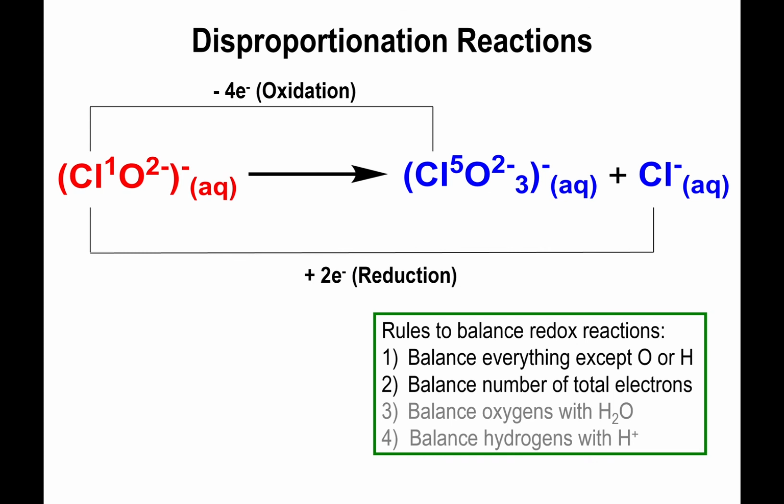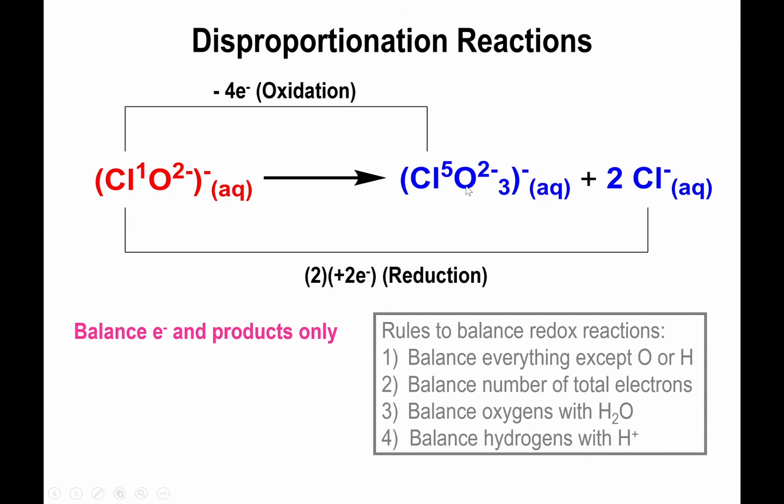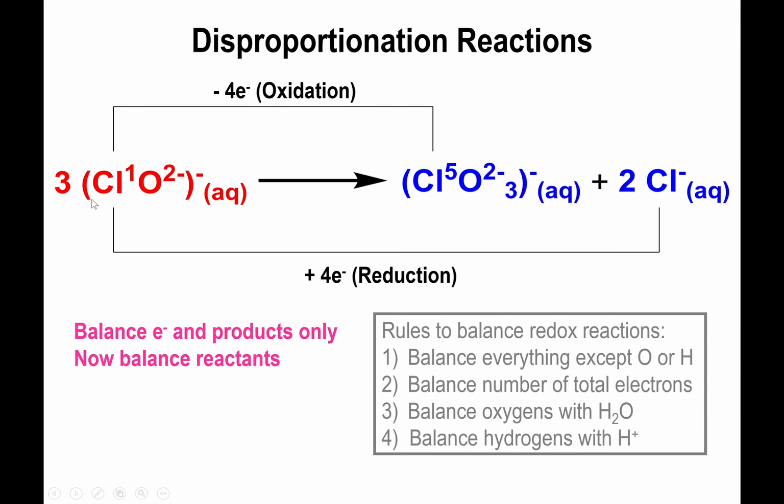You have to multiply the bottom one again by 2. And so you also multiply the direct product by 2. You don't touch the reactant just yet. And what you do at this point is you see how many chlorines you have on the product side. You have 1 from the first one, you have 2 from the second one, so you have 3 altogether. So you will multiply the reactant by 3 to make sure that you have the same number of chlorines.